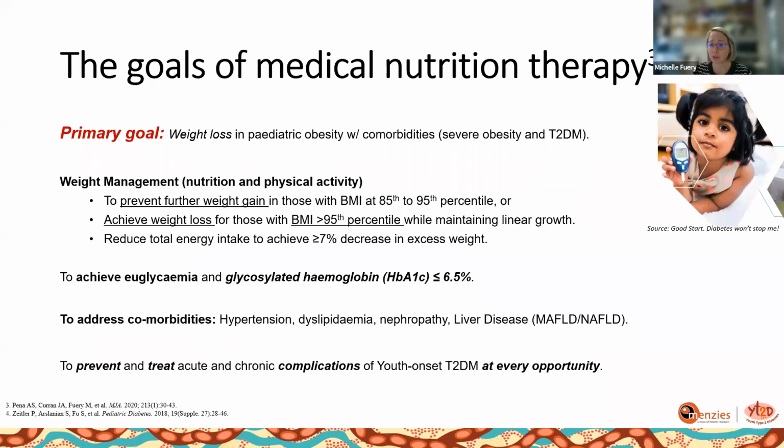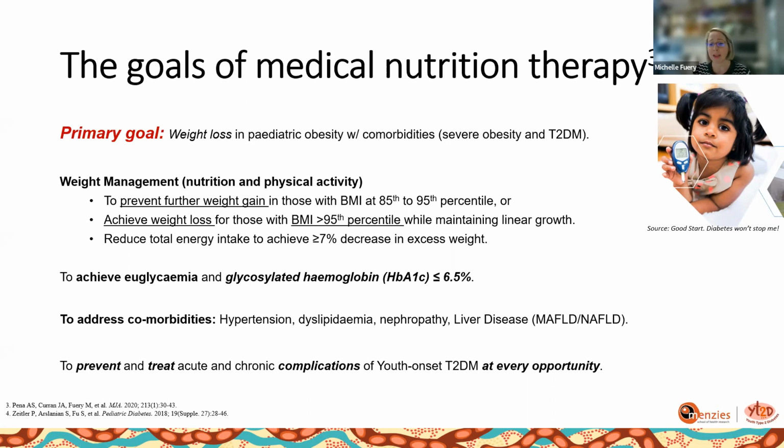The primary goal of medical nutrition therapy is weight loss in pediatrics with obesity and comorbidities such as type 2 diabetes. And weight management focuses on nutrition and physical activity to prevent further weight gain in those with BMI at the 85th to 95th percentile, or weight loss for those above the 95th percentile for BMI while maintaining linear growth. The aim is to reduce total energy intake to achieve 7% or more decrease in excess weight.